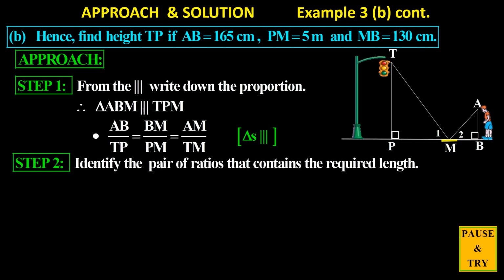But we don't want to use all three of them. We only need a pair. Okay? And we need to identify the pair that we're going to use. AB, so we definitely have AB. TP, that's missing, so I definitely need to use AB and TP. BM, we have BM's measurement and we have PM's measurement, so we're going to use the first pair there.